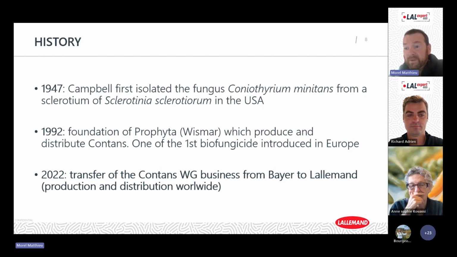And in 2022, this product was transferred to Lallemand by Bayer. So we have acquired the Wismar company, the factory, and also the product that is still produced there. So it's always the Wismar company that is producing Contans with the same team, the same people, in the same way to produce the product. The only difference is that Lallemand is now the owner of the company and the product.